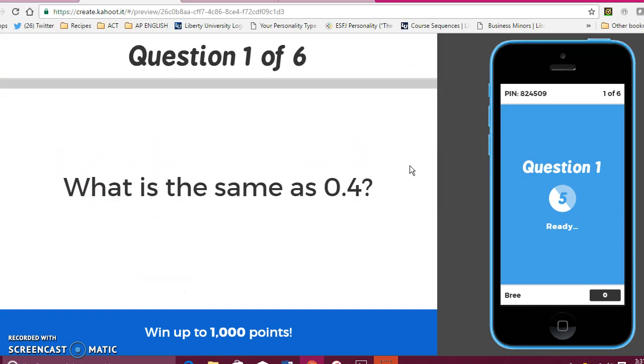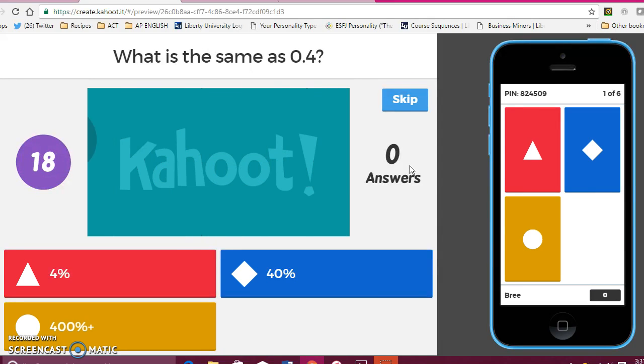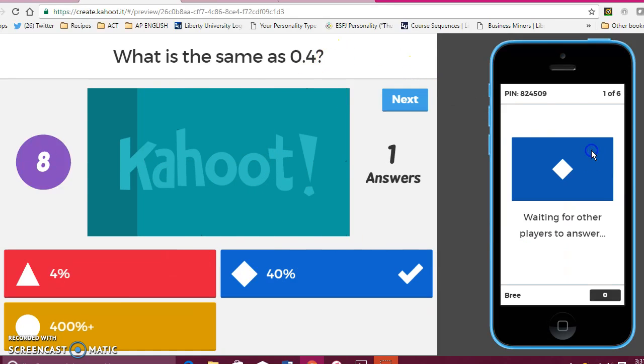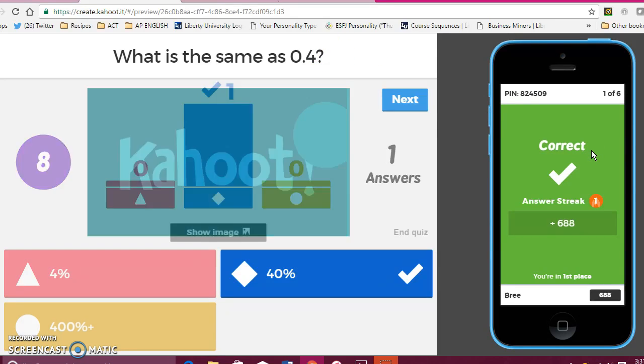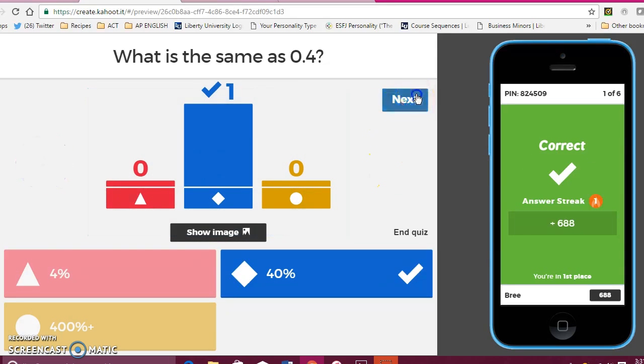Here we go. So what is the same as 0.4? It pops up, and then on their phone, they're going to see the different options. They're going to look and say, what percent is written the same? So 40%. I'm going to click it. Alright, next question.